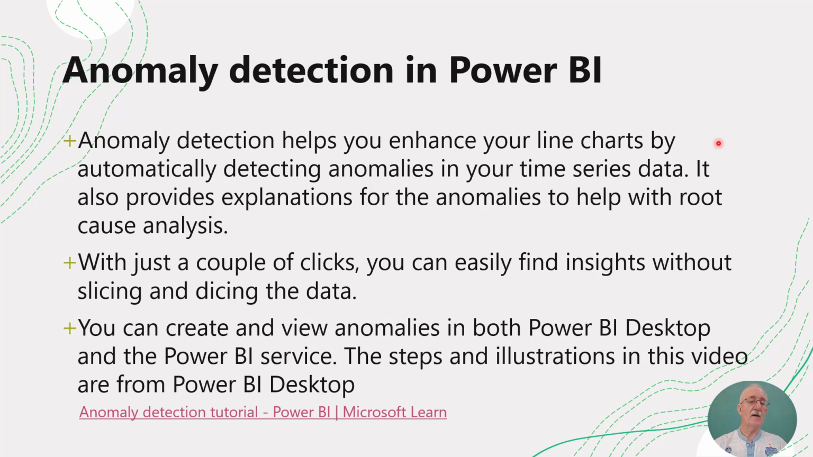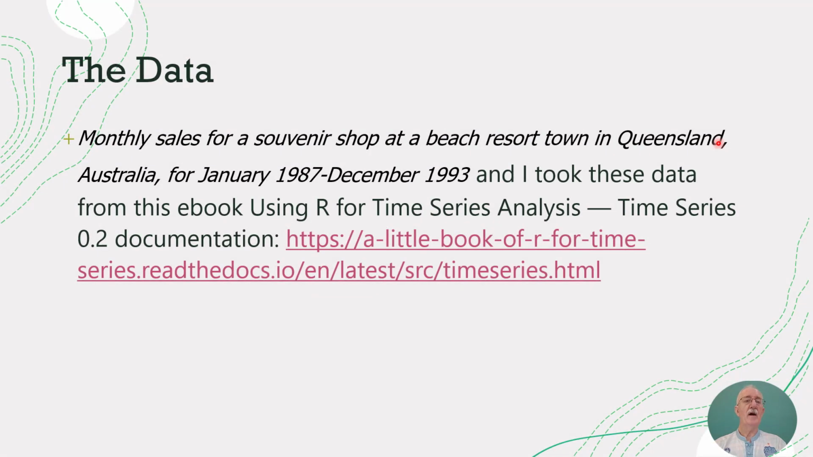And you can click on that link that I've put in the slide there to go to the entire blog entry. The data then, they are monthly sales for a souvenir shop at a beach resort town in Queensland, Australia, for January 1987 to December 1993. It doesn't matter that they're very old data. And I took these data from the ebook using R for time series analysis, time series point 2 documentation. And again, click on that link and it will take you to that ebook.